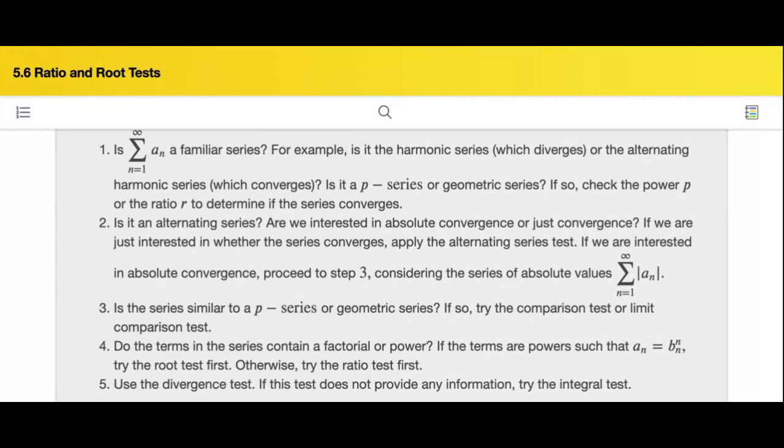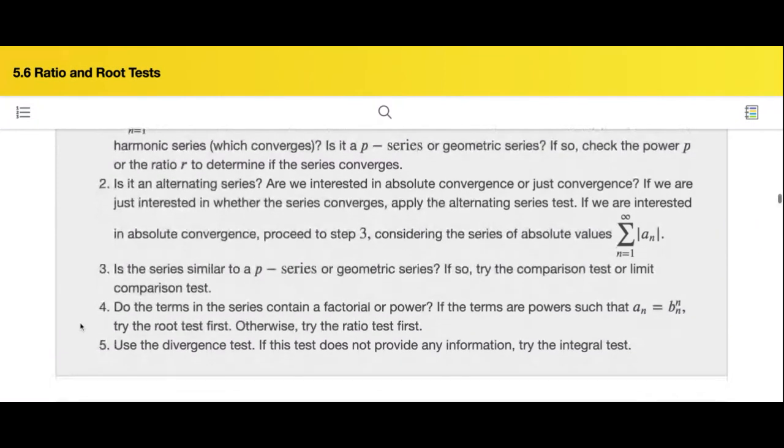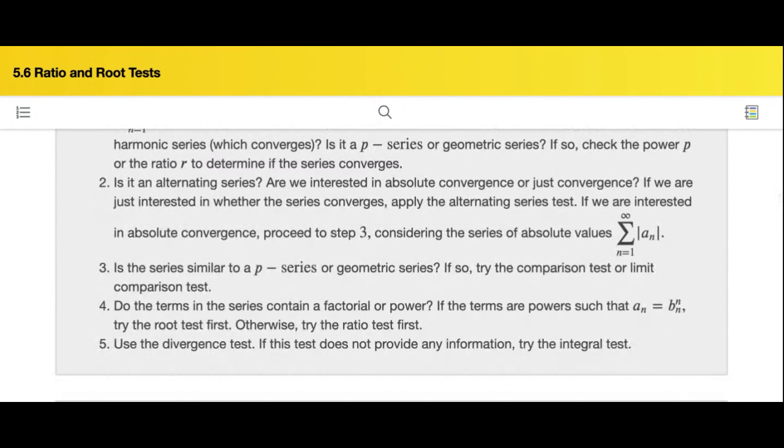Consider the series of absolute values. So 3, is the series similar to a P series or geometric series? If so, try the comparison test or limit comparison test. All right? So this also works for the second part. If we consider absolute convergence, we also use step 3.